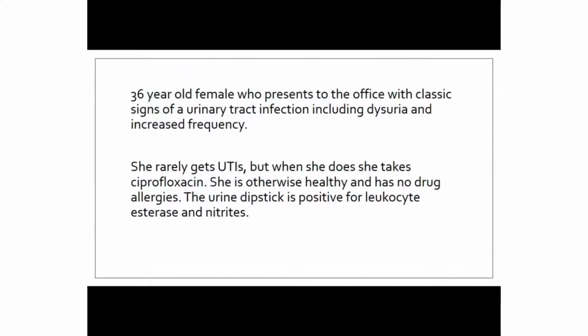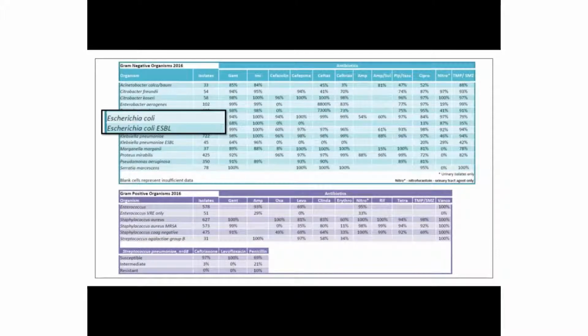I'll now go through a case to help you get a better understanding of how this applies to practice. Here we have a 36-year-old female who presents to your office with classic signs of a UTI. She states she has dysuria and increased frequency. She tells you that she rarely gets UTIs, but usually she takes ciprofloxacin. She's otherwise healthy, has no known drug allergies, and her urine dipstick is positive for leukocyte esterase and nitrates. In order to determine the best empiric therapy for this patient, you will need to assess your antibiogram. Remember, at this point you will not have a culture result, so you're going off your best guess treatment.